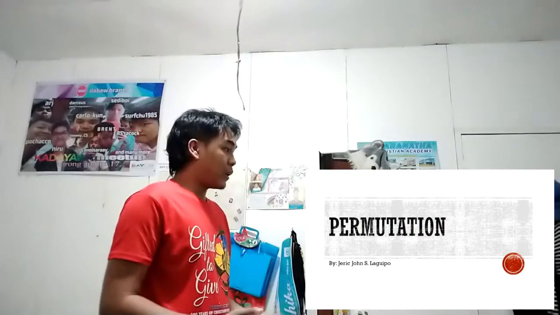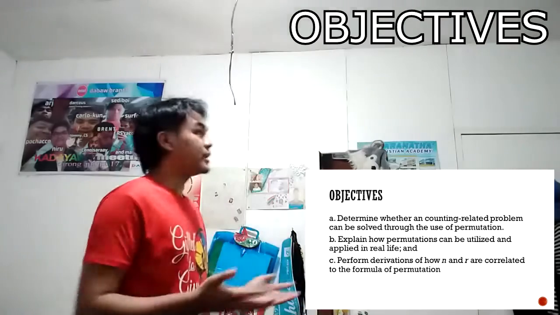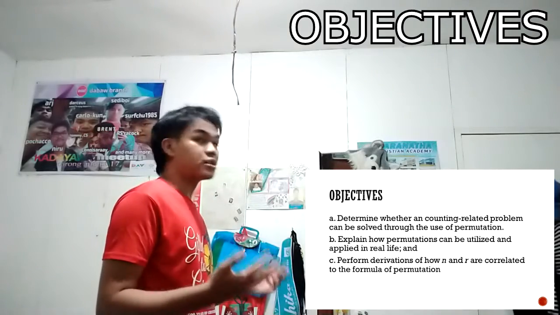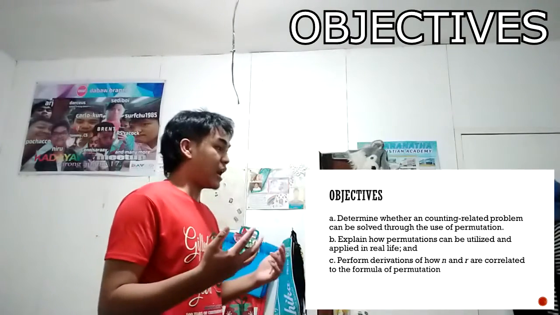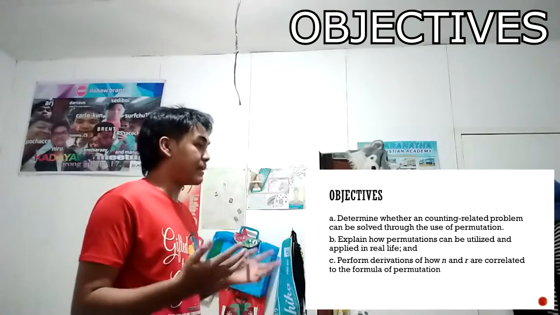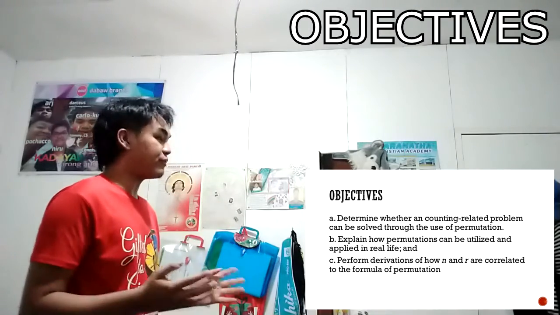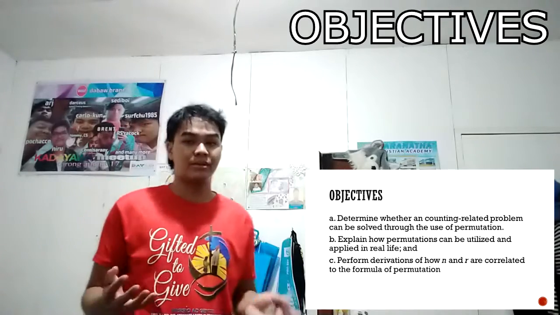So today, we are going to be talking about permutations. We are going to start on the third unit of Mathematics 10. And our objective is to determine whether a counting-related problem can be solved through the use of permutation. The second one is to explain how permutations can be utilized and applied in real life. And finally, perform derivations of how n and r are correlated to the formula of permutation.